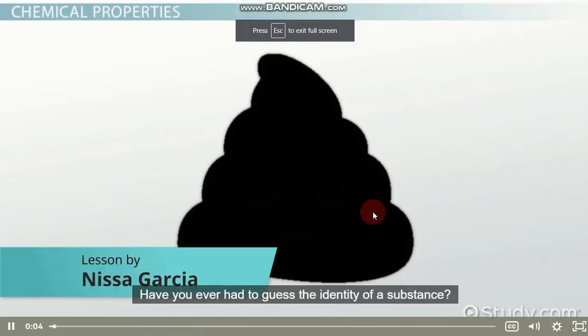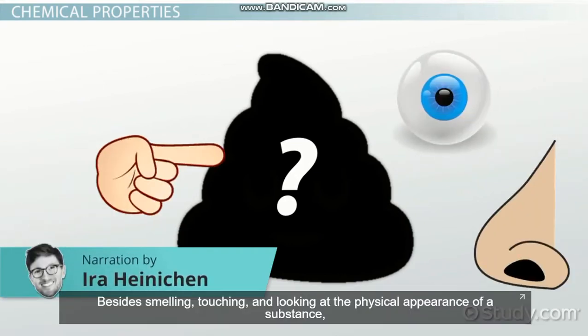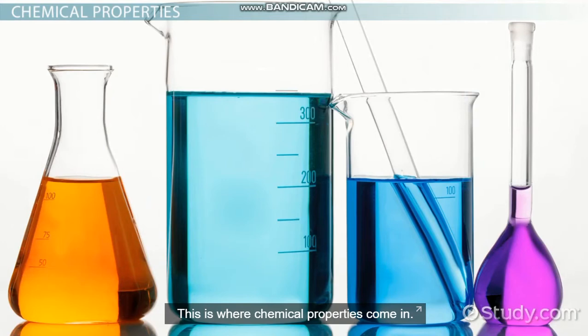Have you ever had to guess the identity of a substance? Besides smelling, touching, and looking at the physical appearance of a substance, there are other ways to know for sure what that substance is. This is where chemical properties come in.